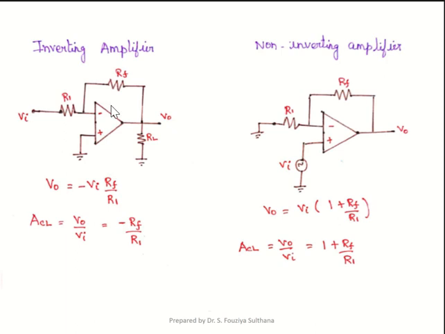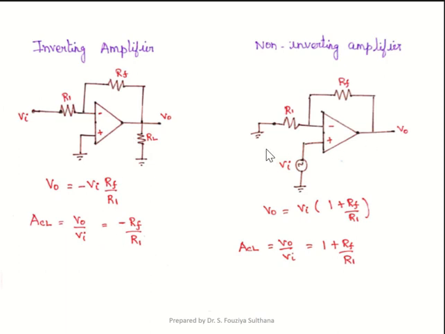The inverting amplifier is one in which the output is out of phase with respect to the input signal. The feedback is applied at the inverting input. The gain of the amplifier is termed the closed loop gain after applying feedback, and it is given as minus RF divided by R1.